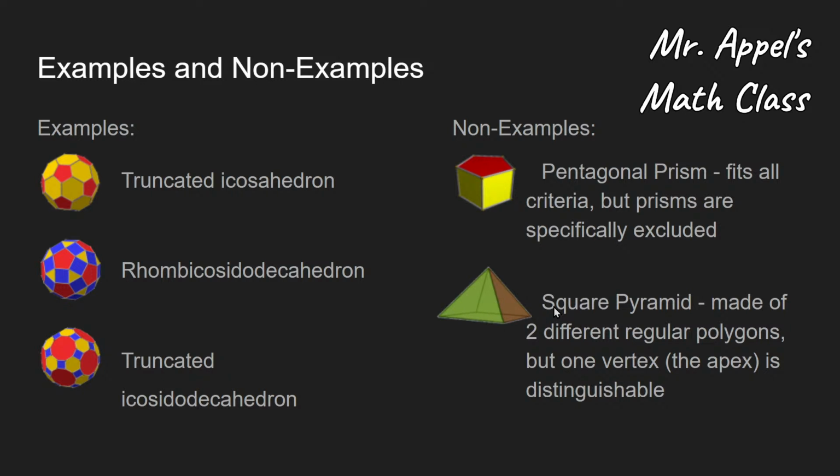Square pyramid. Also, two different regular polygons, triangles and squares here, but one vertex, on the pyramid we call it the apex, right, is distinguishable. We can tell that this corner looks different. It's all triangles meeting up, whereas down here I have two triangles and a square that meet up together. So it's different. The fact that you could orient it means it's not an Archimedean solid.